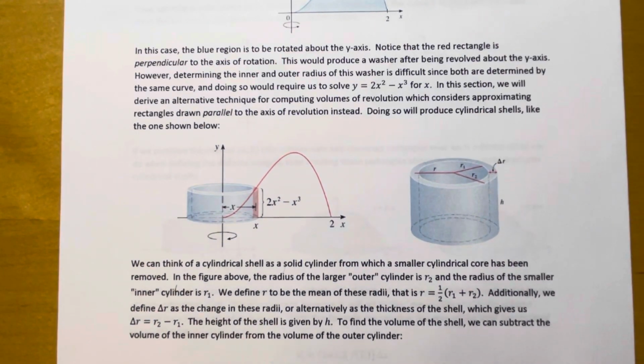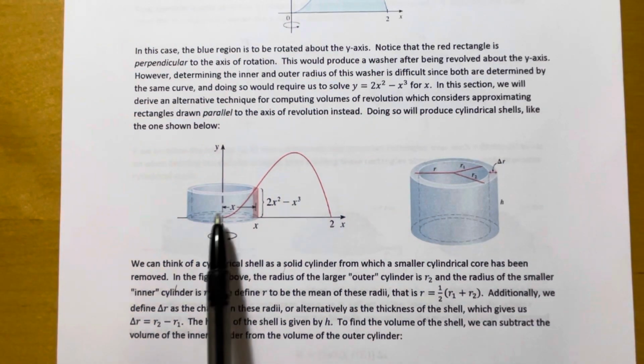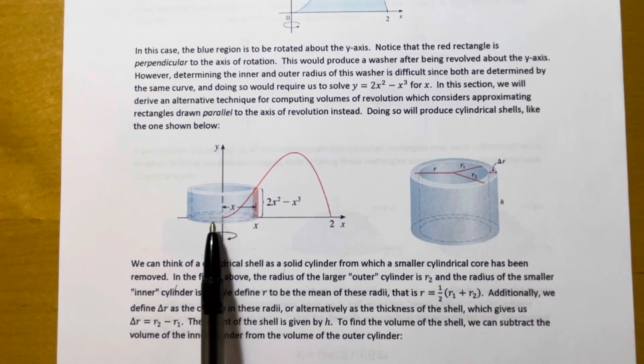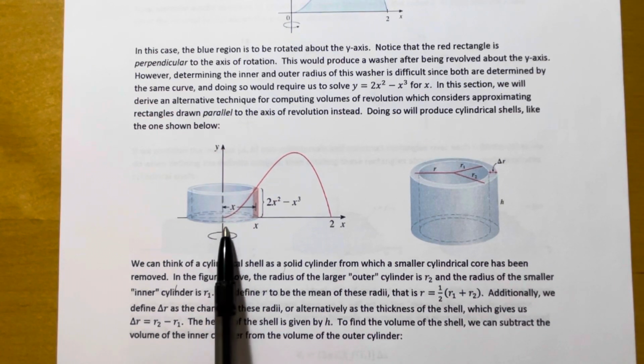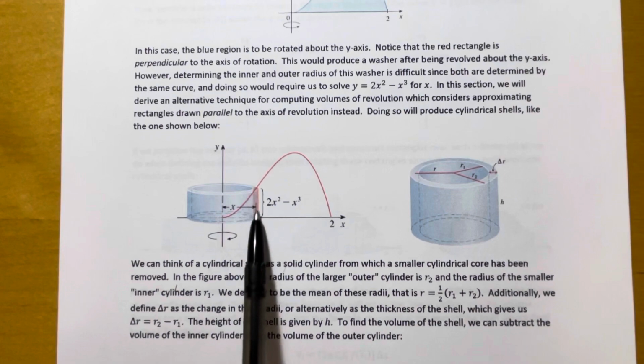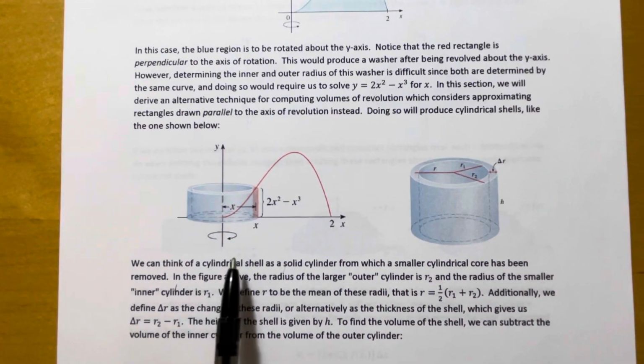And when I say cylindrical shell, what we're going to think of that as is a cylinder, like a solid circular cylinder, with a smaller circular cylinder cored out of the middle of that larger cylinder. So it's like we took a core out of it. Okay, so you can see that this little rectangle would create that cylindrical shell.